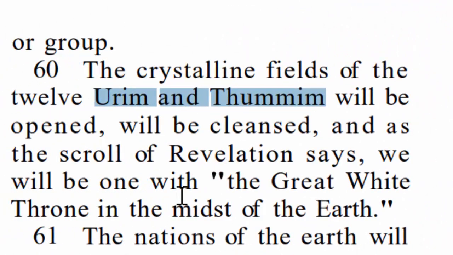So from what I gather from that, the Urim and the Thummim will be a communication pathway for these guys. That's what I believe it's talking about, where it says we will be one with the great white throne in the midst of the earth. The great white throne being the great white throne of judgment. And then in the midst of the earth, that's going to be after the tribulation, according to this book. There's places within the earth for our father's children to survive the post-apocalyptic time. But anyway, let's go on.